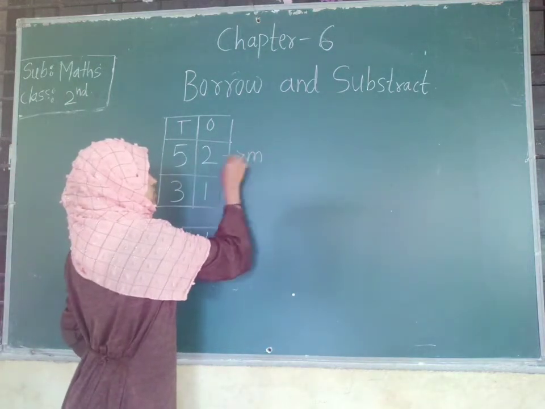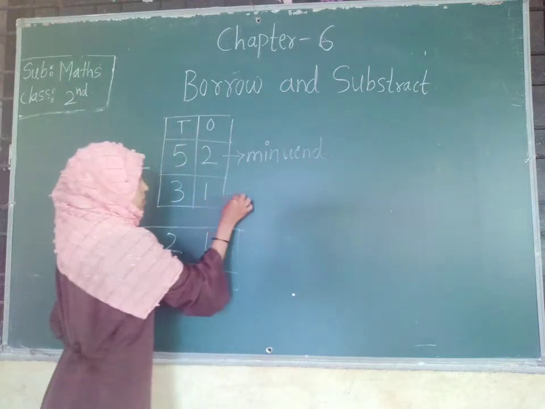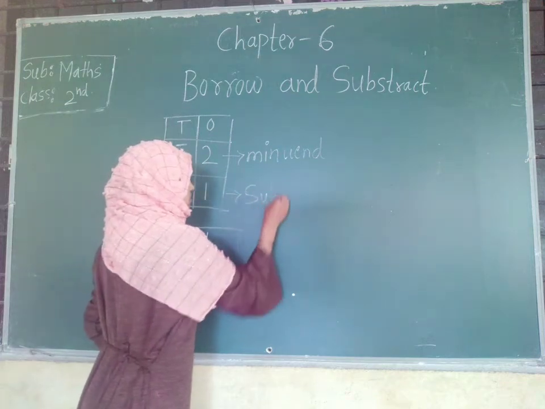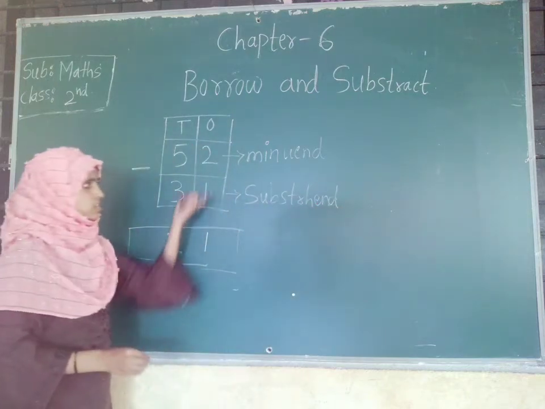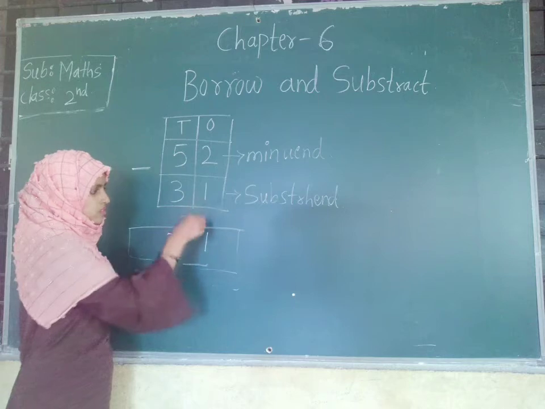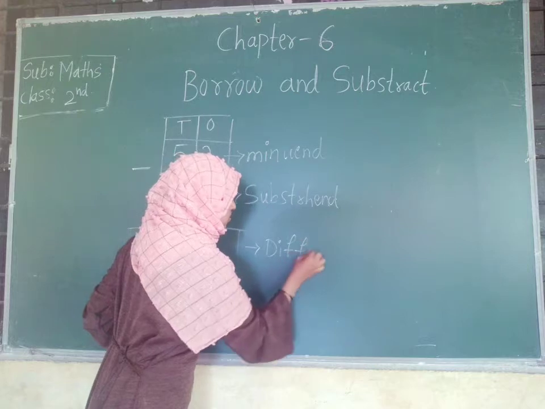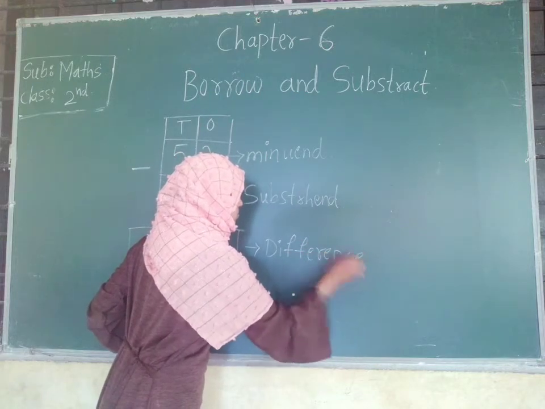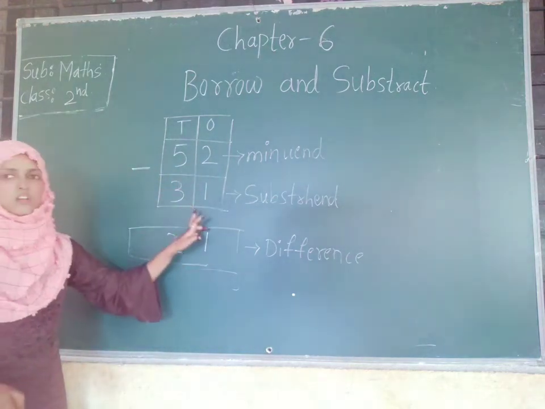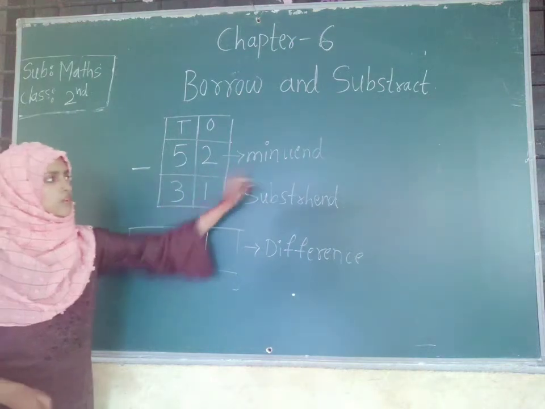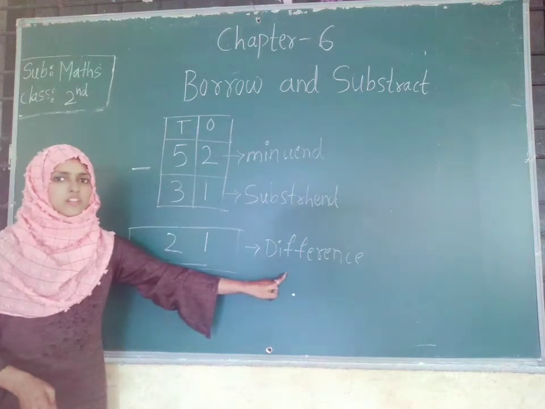Okay, so children, this first number is called minuend. The second number is called subtrahend. The result of these two numbers is known as difference of these two numbers. So how much we got difference? 21 is the difference of these two numbers. The first number is called minuend, second number is called subtrahend. The result of these two numbers is known as difference. Understood?